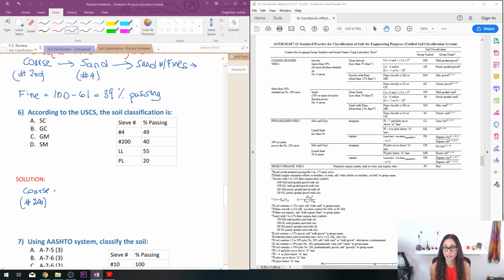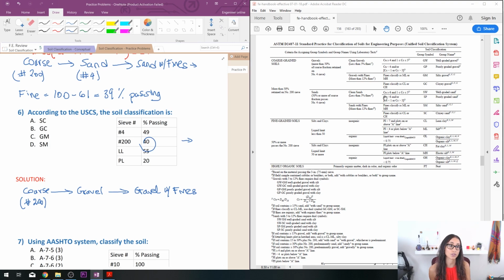After that, we're going to look at sieve number 4. I have 49% passing. So I have more than 50% retained, and 50% or more would have to pass number 4. I only have 49, so that's going to be gravel. Then we look at the fine percentage, which in our case is 40. So more than 12%. So I'm going to have gravel with fines.